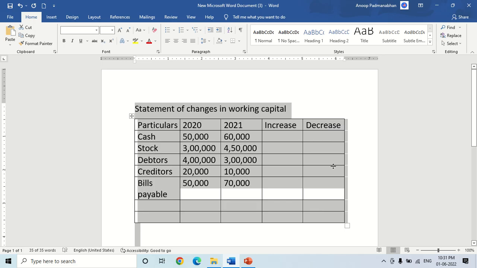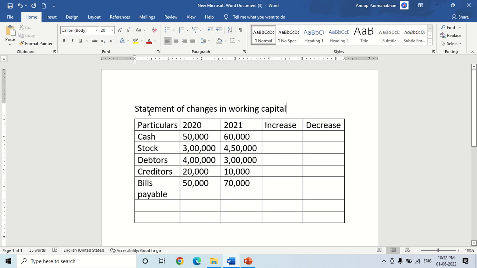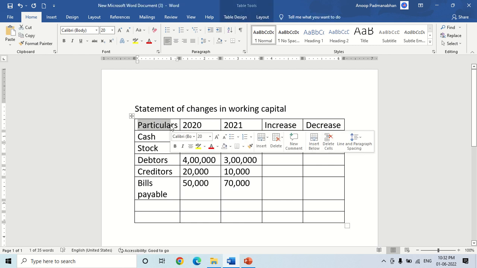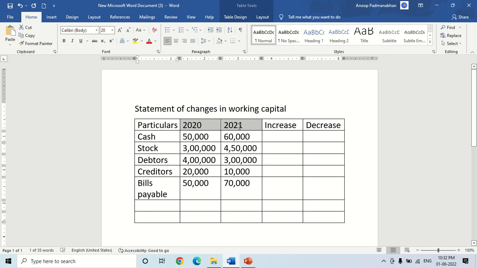So when we prepare the statement of changes in working capital, this is the format which we are going to follow. One particular column and 2 years data will be given in the question. Here I have taken the example of 2020 and 21. Whatever years they have given, we will write in ascending order. For example, if it is given 2021 and 2022, then I will write it this way. Then next two more columns we will give: increase as well as decrease.